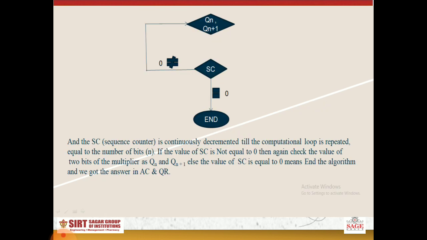and the SC sequence counter is continuously decremented till the computational loop is repeated equal to the number of bits. If the value of the sequence counter is not equal to 0, then again check the value of the 2 bits of the multiplier as Qn and Qn plus 1, else if the value of SC is equal to 0, it means end the algorithm, and we get the answer in AC and QR.